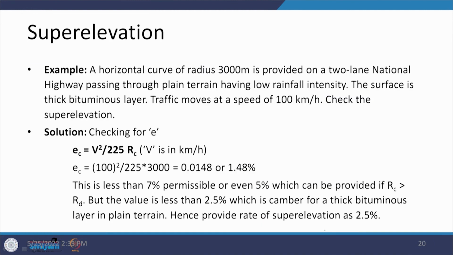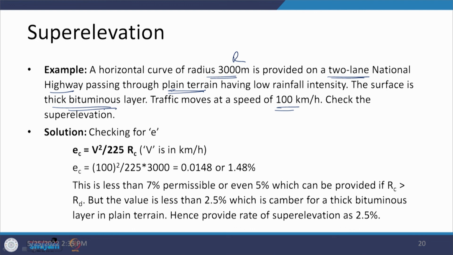So, let us look at one example here. There is a horizontal curve of radius 3000 meters, so a very big value has been given. It is a 2-lane national highway. When a 2-lane national highway passes through plain terrain, the ruling speed is going to be 100 kilometers per hour. The surface is a thick bituminous layer.